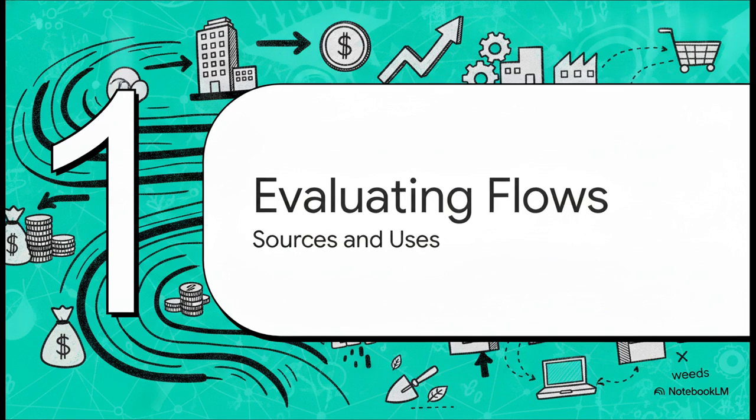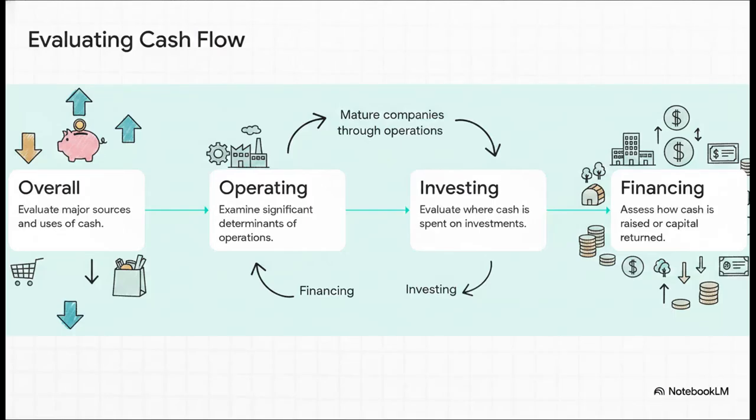Evaluating flows, sources, and uses. Before we get lost in the weeds, we need to understand the fundamental mechanics of where cash is coming from and where it's going. To do this effectively, we evaluate cash flows through 4 specific steps. Step 1, look at the major sources and uses. Step 2, operating determinants. Step 3, investing determinants. And Step 4, financing determinants. Always keep in mind that a mature company should primarily fund itself through operations, its core business. Conversely, a new or growth stage company might rely heavily on financing just to get its infrastructure off the ground.